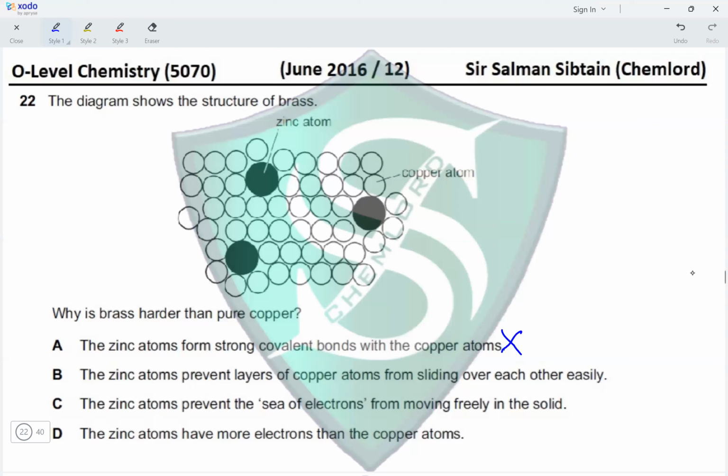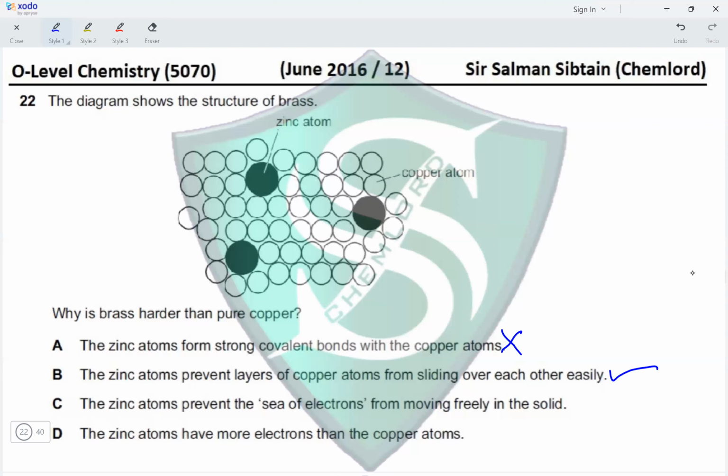The zinc atoms prevent layers of copper atoms from sliding over each other easily. Yes, because the size of the zinc atoms is larger than the size of the copper atoms. So the layers are not evenly placed over each other. The zinc atoms will prevent copper atoms from sliding over each other because the zinc atom would be larger than the copper atom. So this is correct.